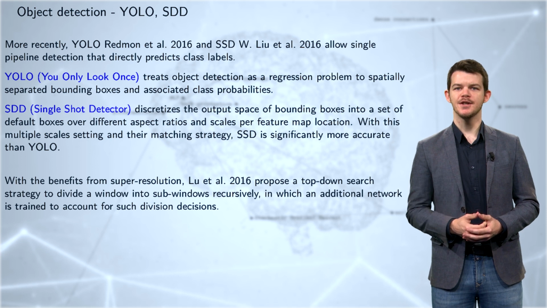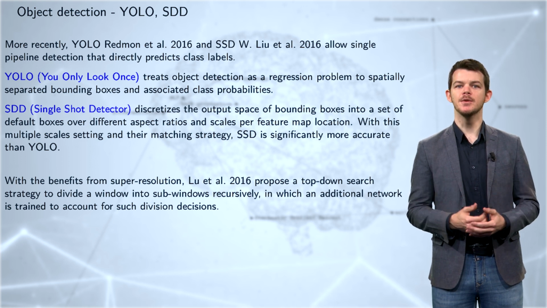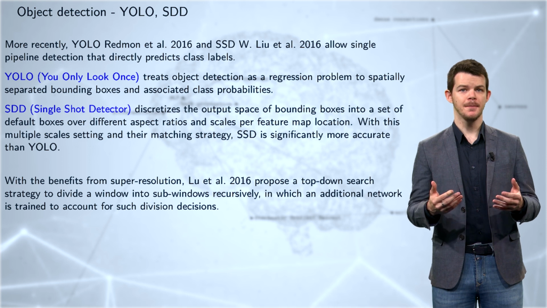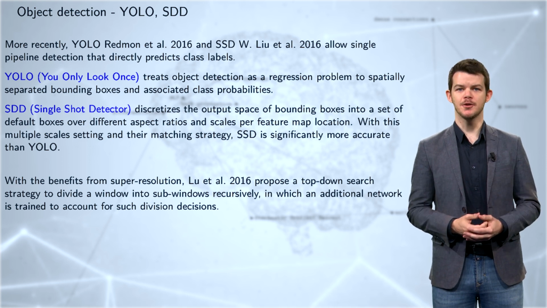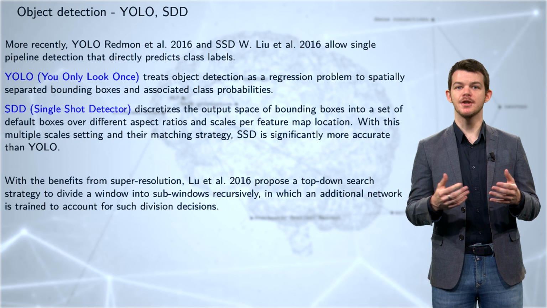More involved approaches exist, like that of Lu et al. in 2016, who proposed a top-down search strategy to divide a window into sub-windows recursively, in which an additional network is trained to account for such division decisions.